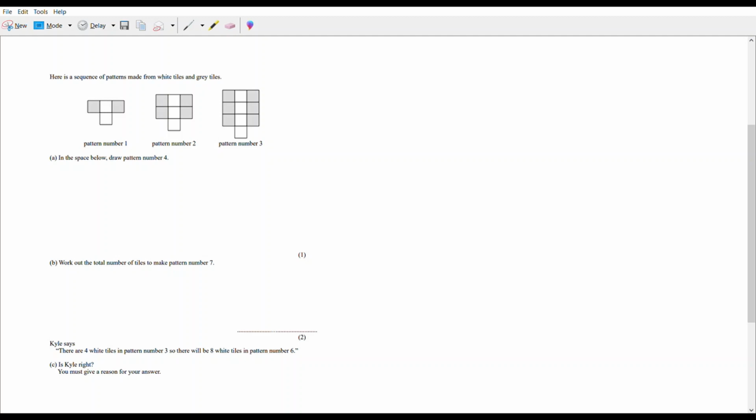Hello everyone. So here is a question for sequences and series. Here is a sequence of patterns made from white tiles and grey tiles. Pattern 1, 2 and 3. In the space below, draw pattern 4.